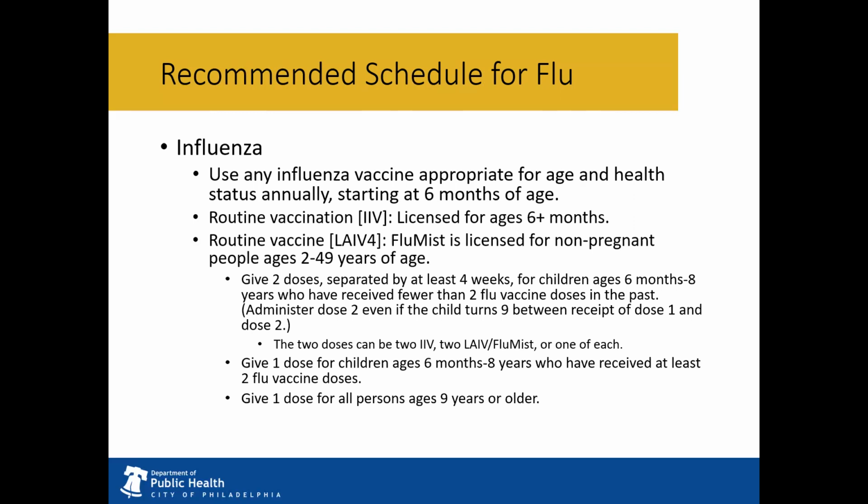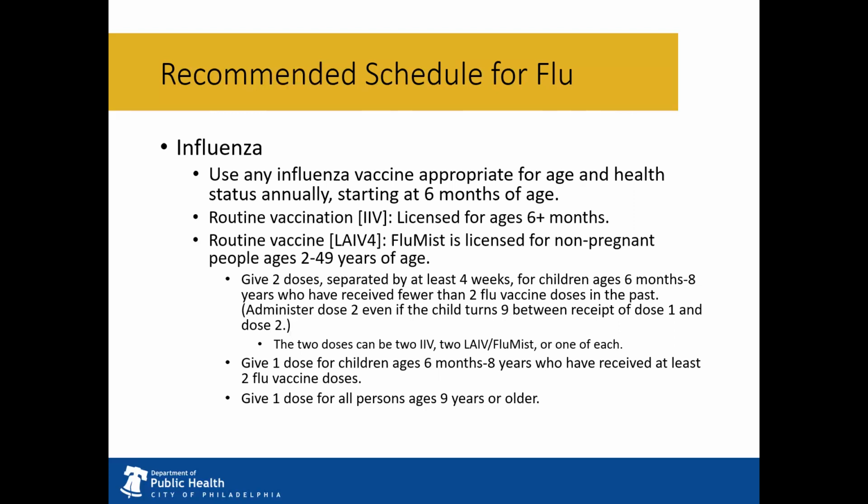Now, the number of doses can get tricky. Give 2 doses separated by at least 4 weeks for children ages 6 months to 8 years who have received fewer than 2 flu vaccine doses in the past. And if you happen to have a child who will be turning 9 between dose 1 and dose 2, they still would receive that second dose and receive 2 flu vaccines. And these 2 doses can be either our inactivated flu, our FluMist, or one of each.